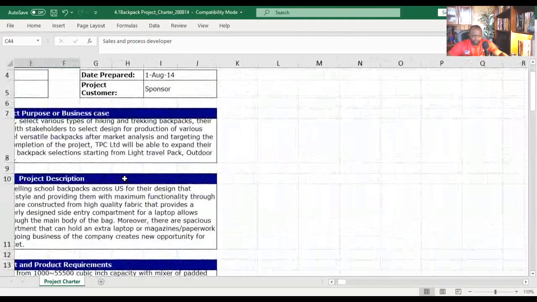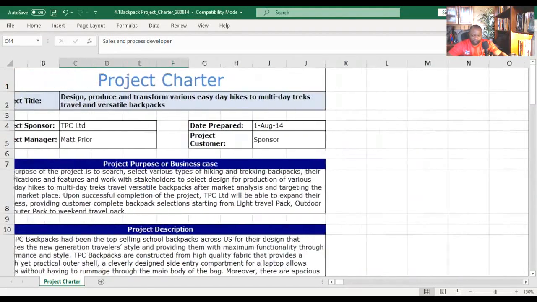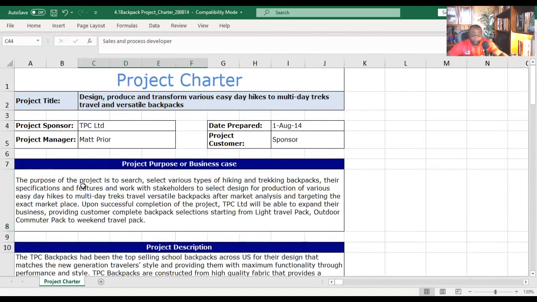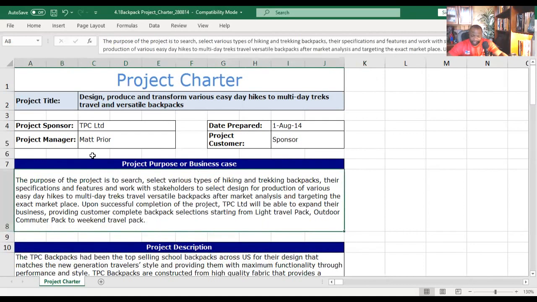But that is it. This is a fictitious project charter that my buddy and I created, and it's for a fictitious backpack project. That is really what a project charter looks like. I would advise every project manager to have one, develop one, just like the PMI advocates, because it will help you a whole lot to put everyone on the same page.